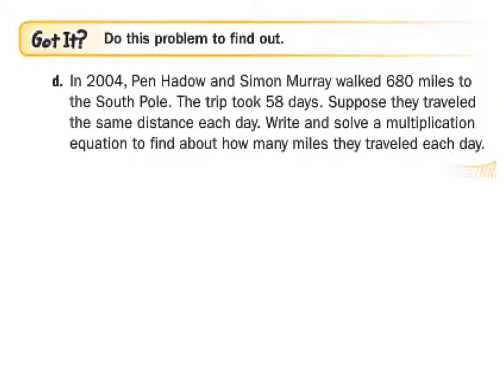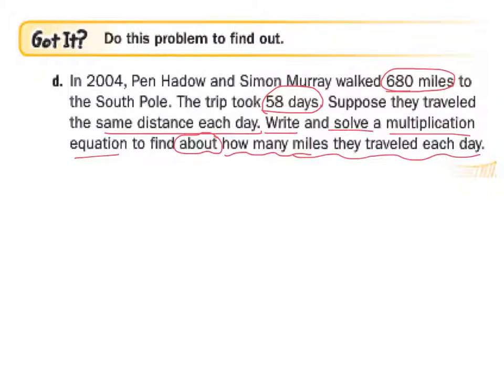So let's try a story problem. In 2004, Penn Hadow and Simon Murray walked 680 miles to the South Pole. The trip took them 58 days. Suppose they traveled the same distance every day. Write and solve a multiplication equation to find out about how many miles they traveled each day.